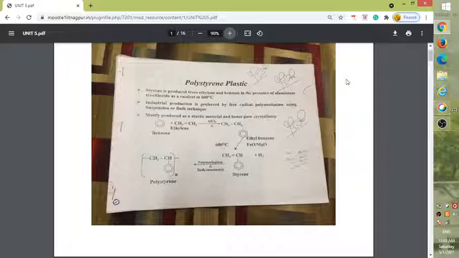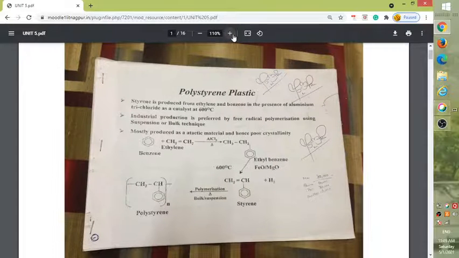Hello friends, let's see today polystyrene plastic. So in this unit you will learn about all the plastics which are based on styrene. Styrene is produced from ethylene and benzene in the presence of aluminum trichloride as catalyst at 600 degrees Celsius. Industrial production is preferred by free radical polymerization using suspension or bulk technique. Mostly produced as an atactic material and hence poor crystallinity.